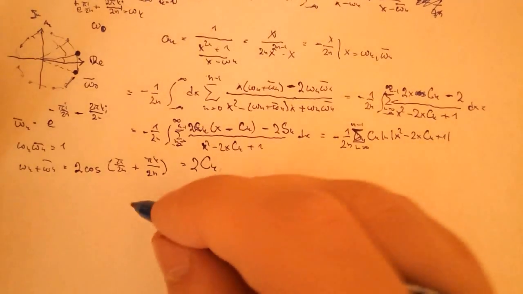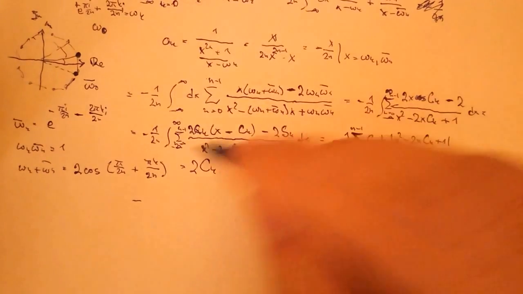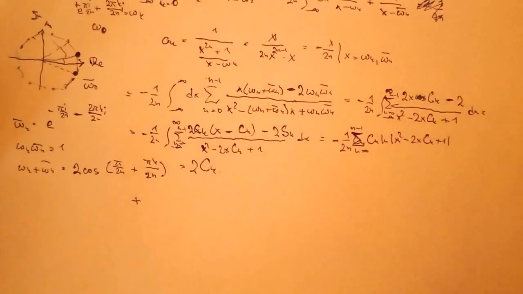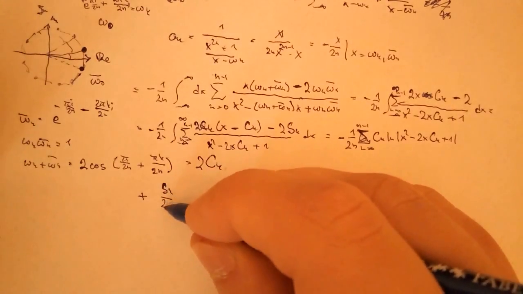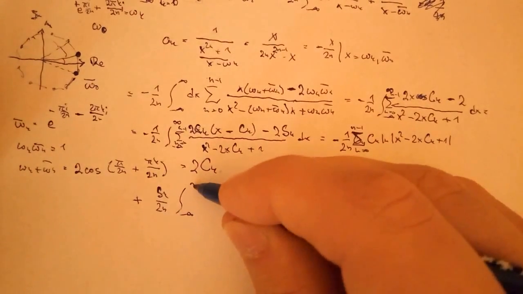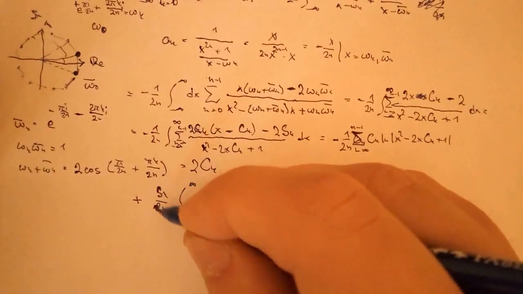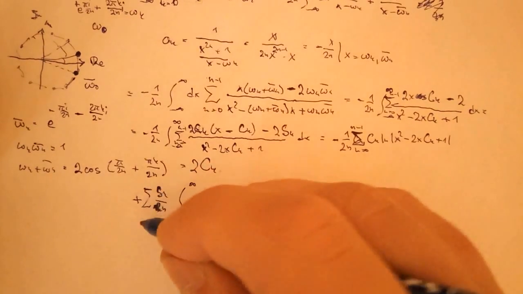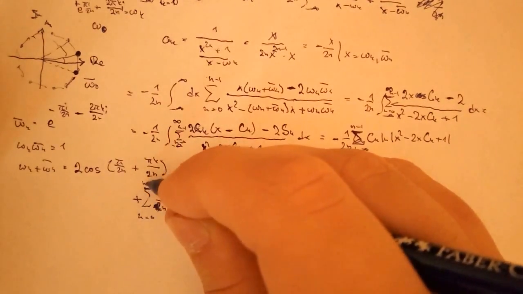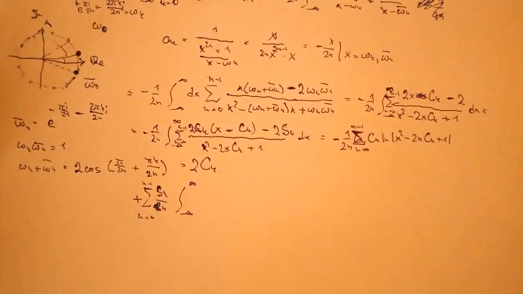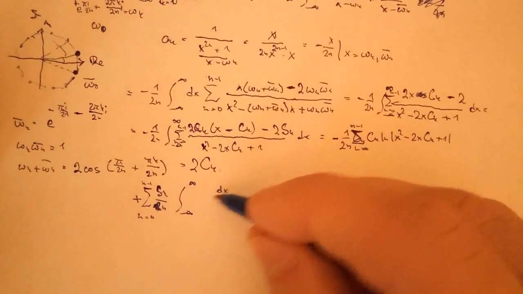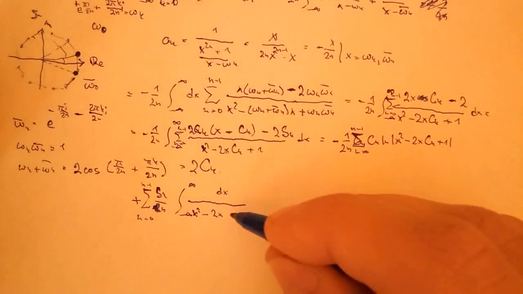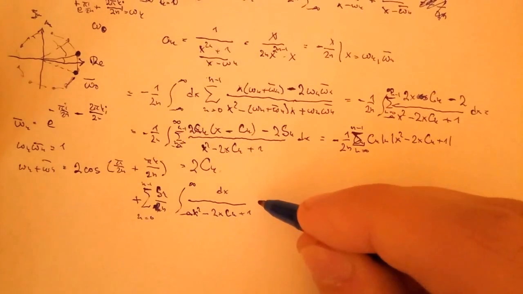And the second term is minus, and minus is plus, plus 2. The 2 will cancel, so there is plus sk divided by 2n times the integral. So there is sk divided by n, the summation from k equals 0 to n minus 1, of the integral from minus infinity to infinity, of dx divided by x squared minus 2x ck plus 1.